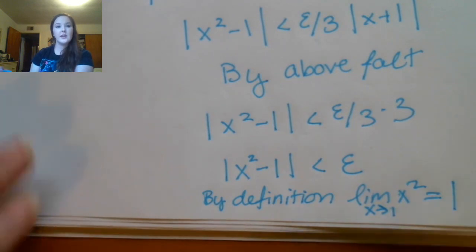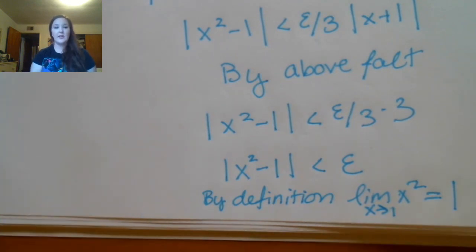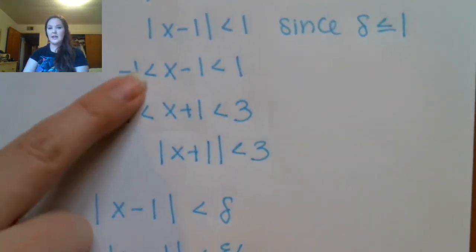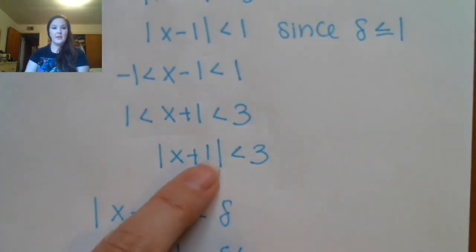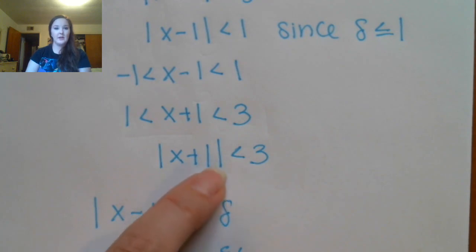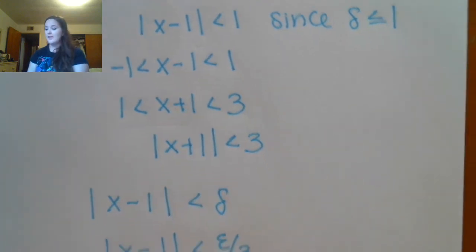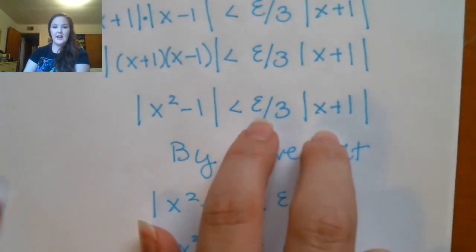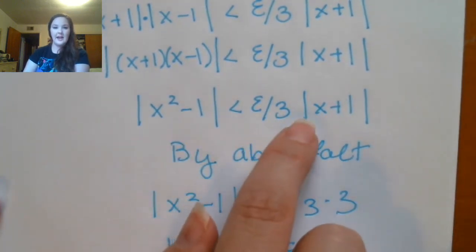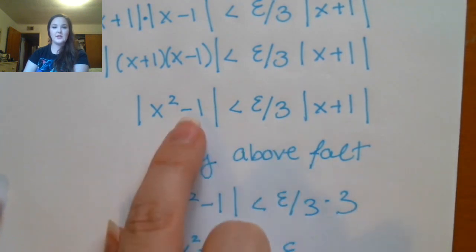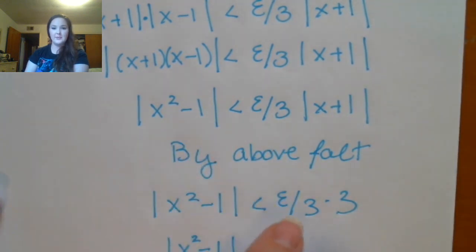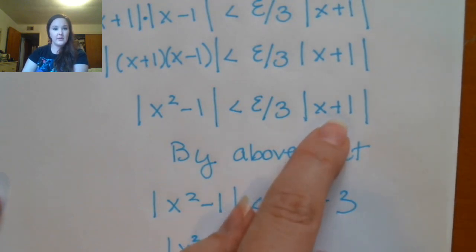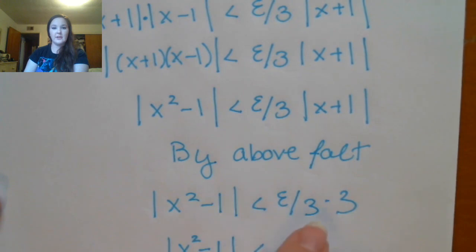So let's talk again about the parts of this that are different than the linear function. We had this part at the beginning where we showed that this bound is less than 3. Then we used that fact here to say that if this is less than that, it's also less than epsilon over 3 times 3, because this has to be smaller than 3. This is definitely going to be smaller than that.